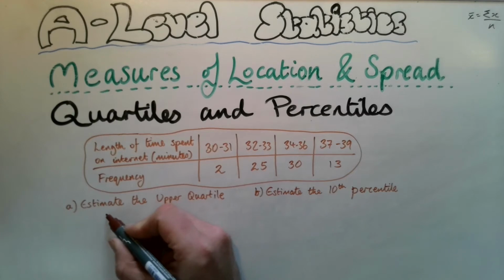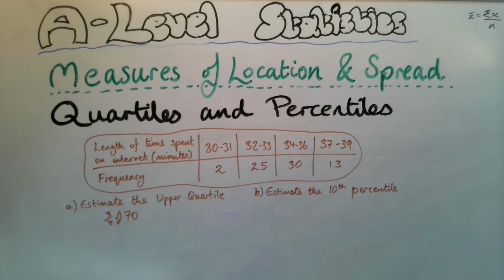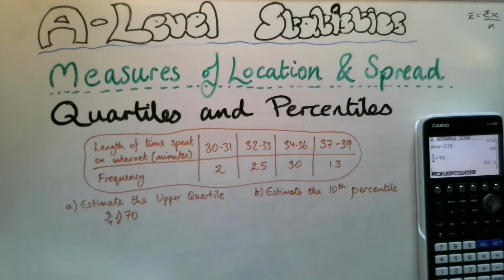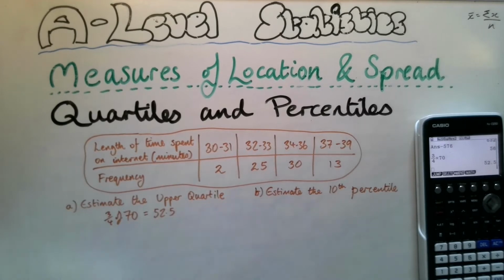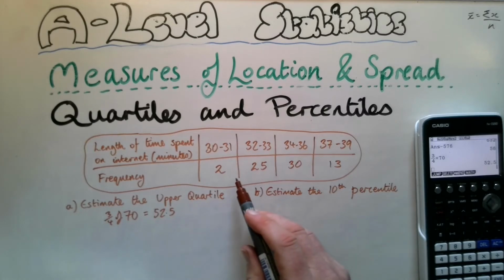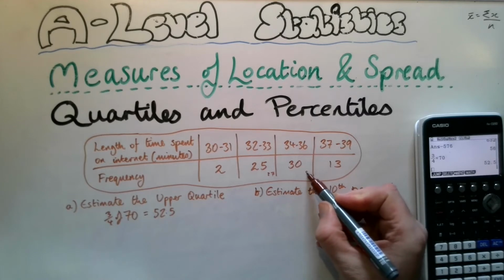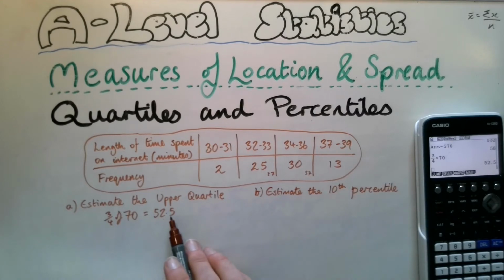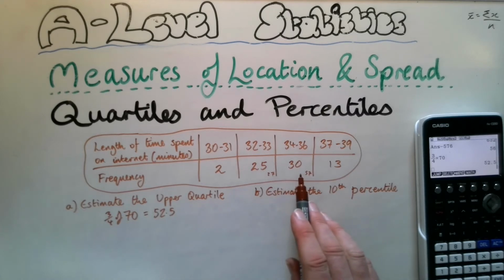So the upper quartile is going to be at 3/4 of 70, which is 52.5. And we do not need to worry about the fact that it's nonsense to have half a person. It's just halfway through wherever they would be predicted to be. So we want that. Now if we look here, we've got 2 people there, we've got 2 plus 25 makes 27 there, plus 30 makes 57. So I know that the 52.5th person is going to be in here somewhere.